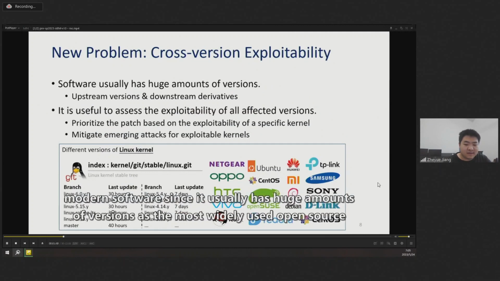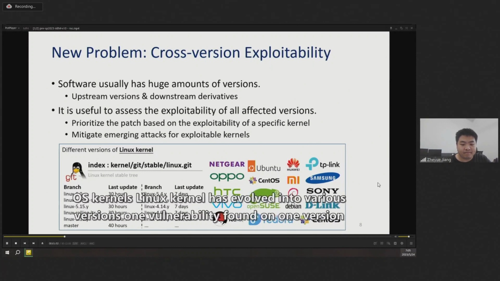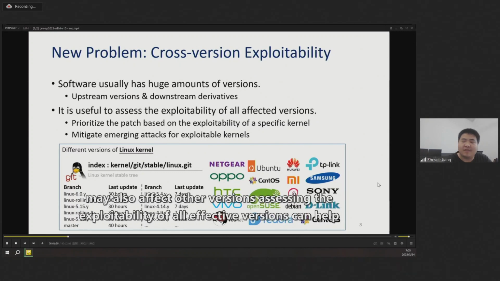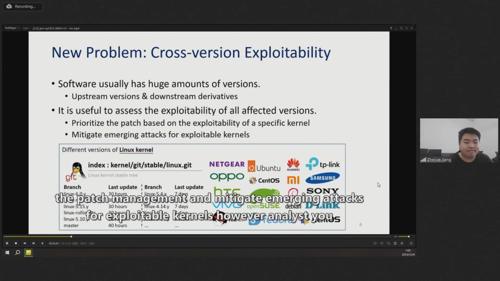As the most widely used open source OS kernel, Linux has evolved into various versions. One vulnerability found on one version may also affect other versions. Assessing the exploitability of all affected versions can help the patch management and mitigate emerging attacks for exploitable kernels.